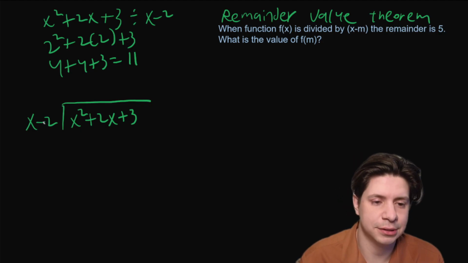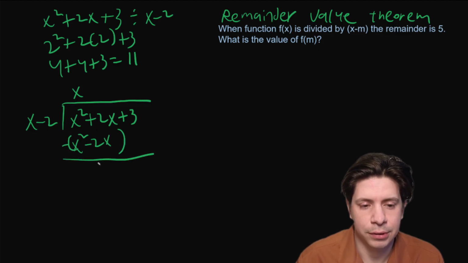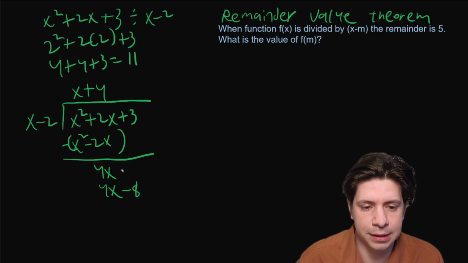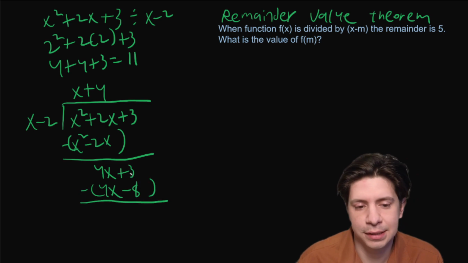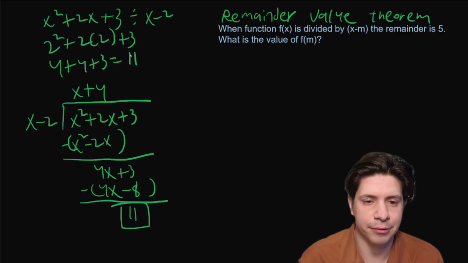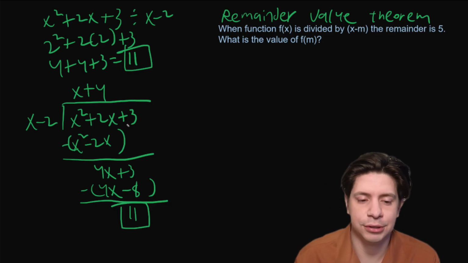So hopefully it sticks. So x times x gets you x squared. Negative 2 times x then is going to give you negative 2x. When we subtract, right, we're going to get 4x. x times 4 gets you 4x. Negative 2 times 4 is negative 8. Bring down the 3. And then when we subtract that, the negative flips it again. So it's going to be 3 plus 8, and we get 11 as our remainder, because x can't go into 11. So here, when we're told the remainder is 5, f of m should also be 5.